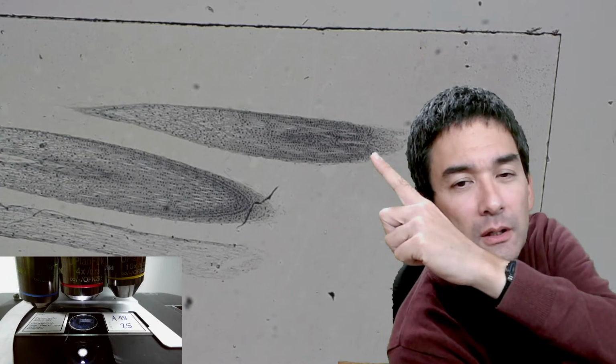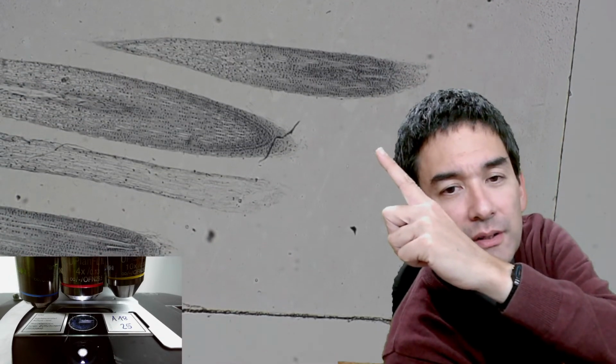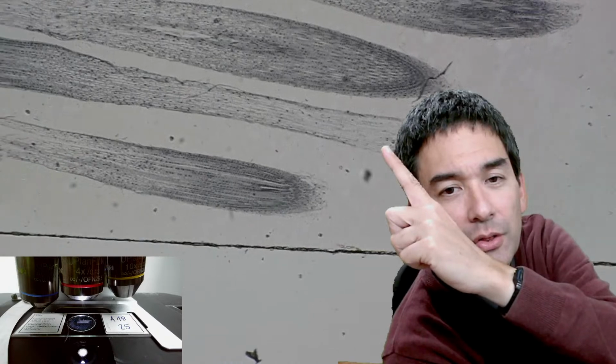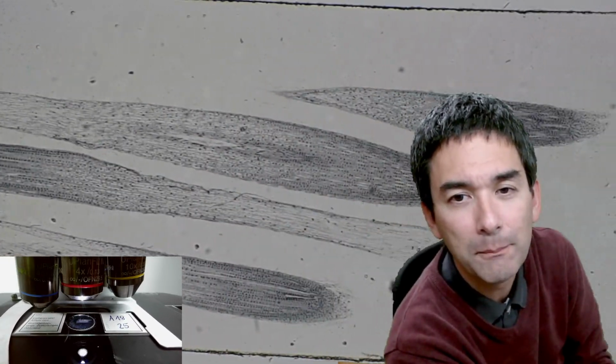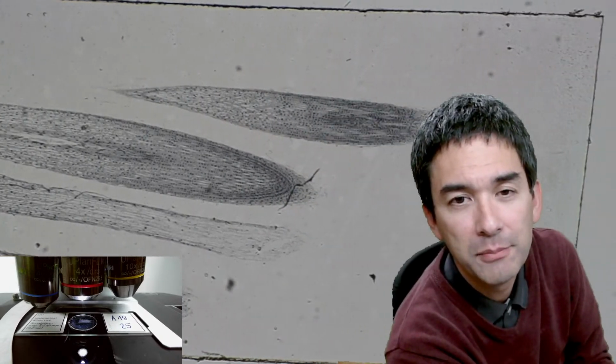Okay, so what you see over here is, on the top, right next, where is this, over here? Yeah, that's one onion root. The second one over here, third one over here, and fourth one over here. So there are 4 onion root tips here that have been cut.